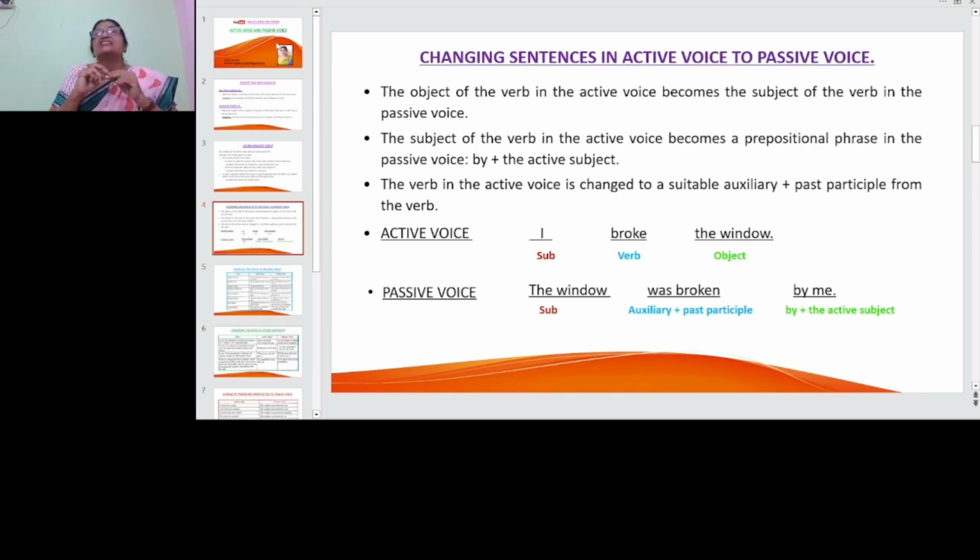Since this sentence is in the past tense, you have to use was. Okay. And the window is only one window. It is singular. So use the window was broken. So far it is clear.